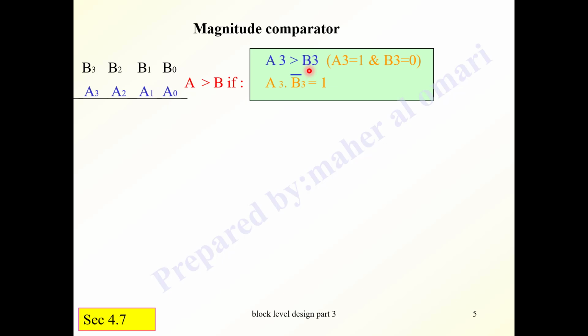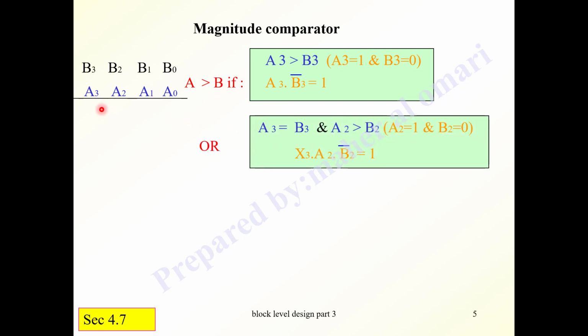And that occurs only if A3 equals 1 and B3 equals 0. And that can be verified from the expression A3 ANDed with B3 bar equal to 1. So whenever you have this condition, A is greater than B. Where else?